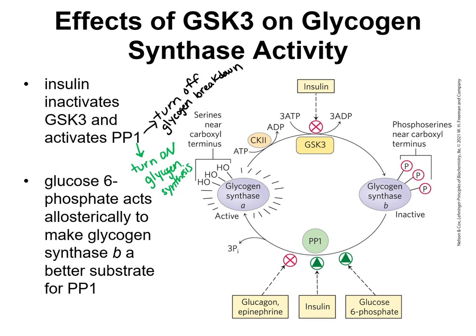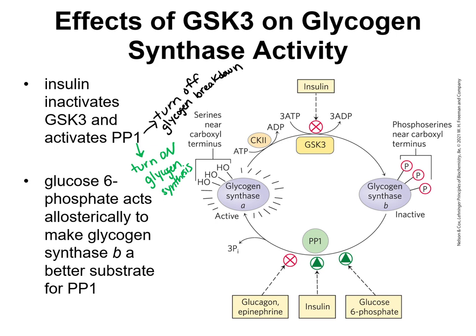Glucose 6-phosphate acts allosterically to make glycogen synthase B a better substrate for the phosphatase. So when that is bound, it says, hey, you see these phosphate groups? Please take them off.